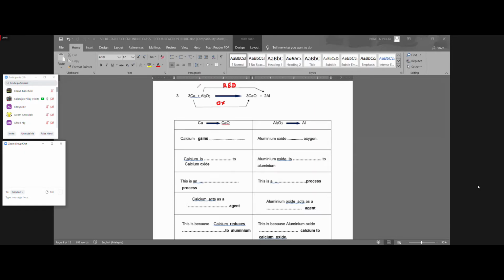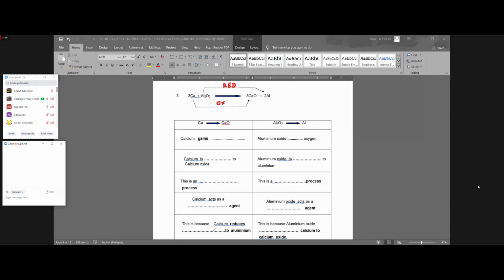So aluminium oxide is what agent? Oxidizing agent. So why is calcium a reducing agent? It reduces what? Write it in words now. Reduces what? Here. Hello?